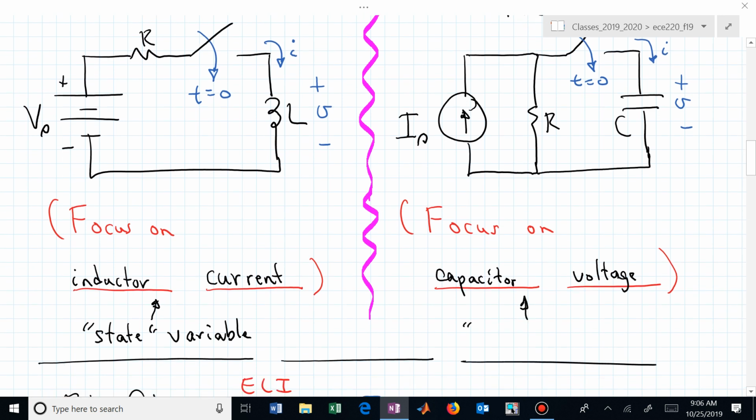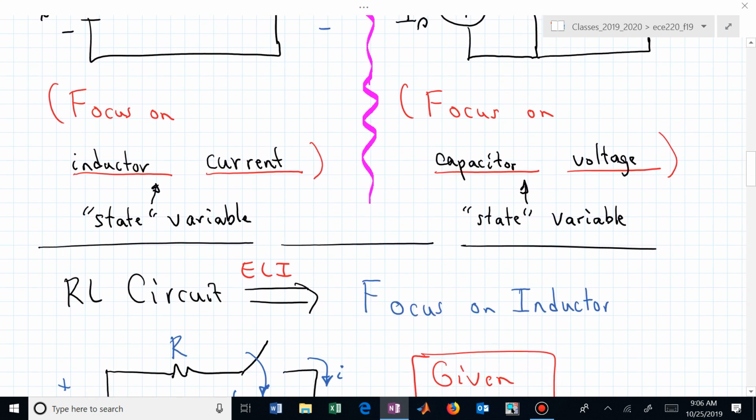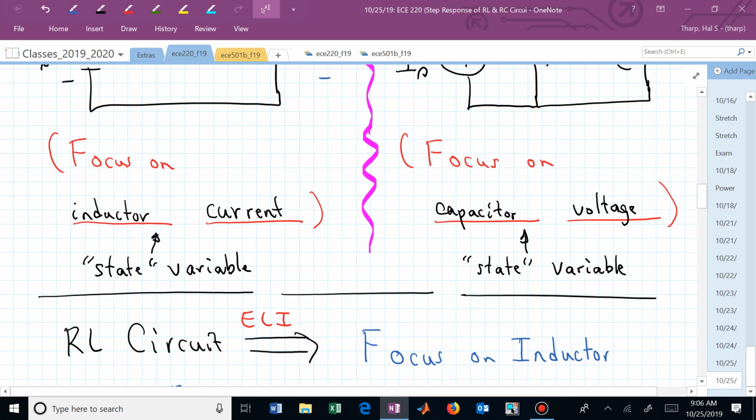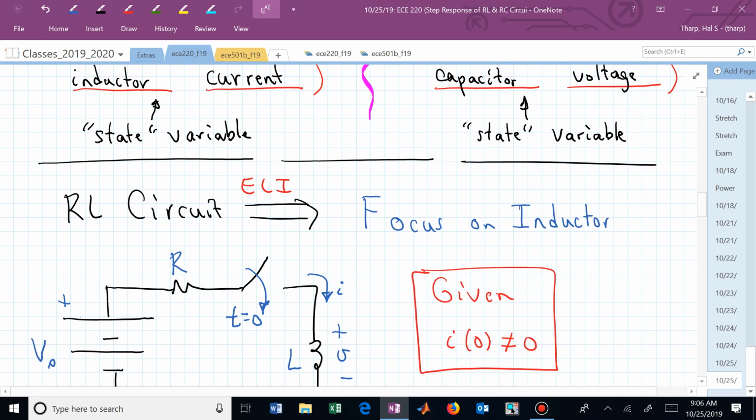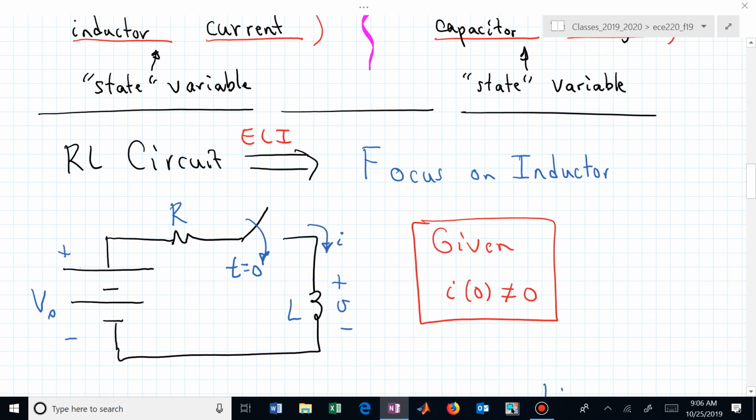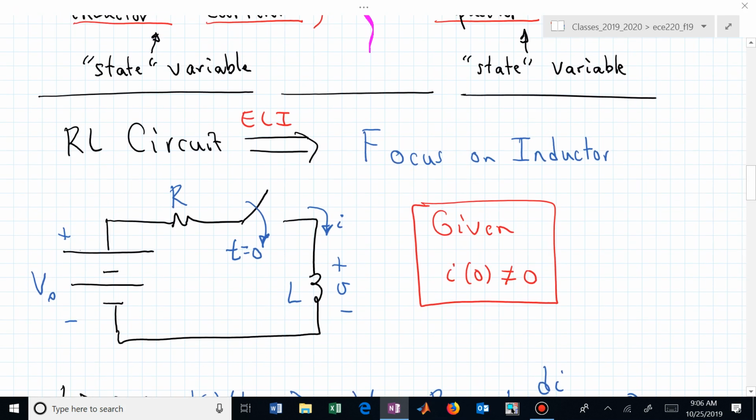Where the capacitor voltage is now our state variable. And that means if you know the state of that variable, you basically know everything about that circuit. That's why you can refer to it as a state variable. Let's look at this for one of those two scenarios. Let's just look at the RL circuit. That says ELI, so now we're focusing on inductor current.